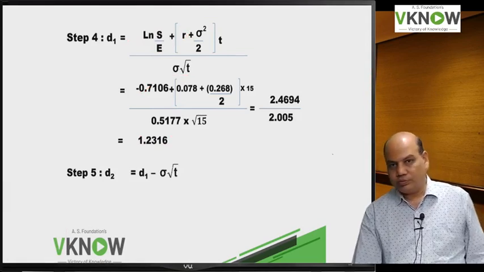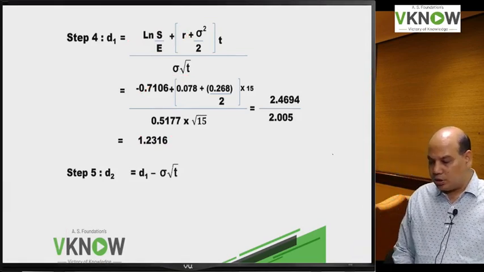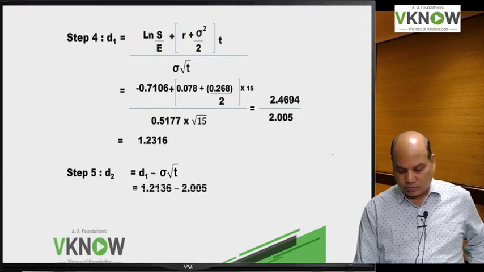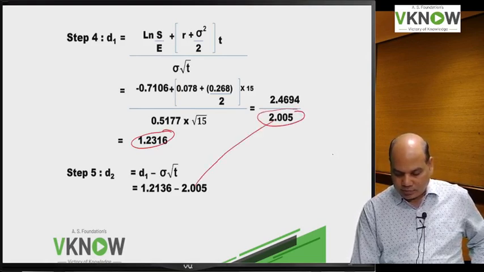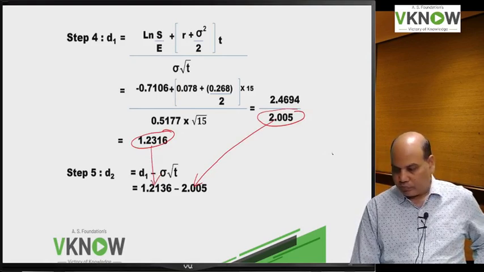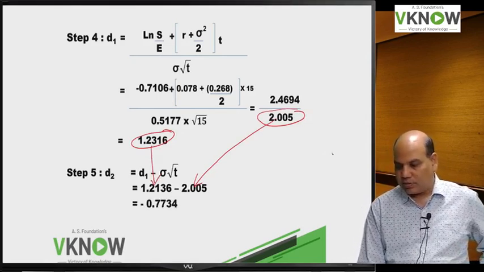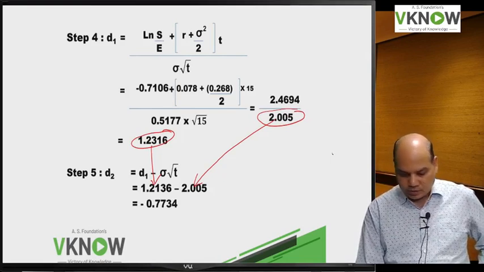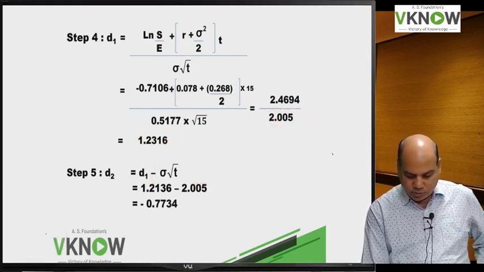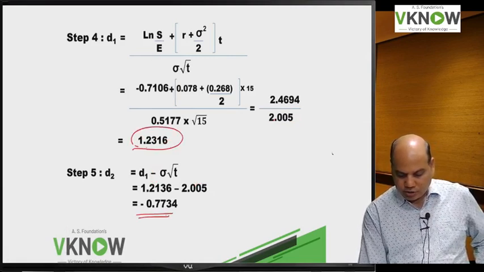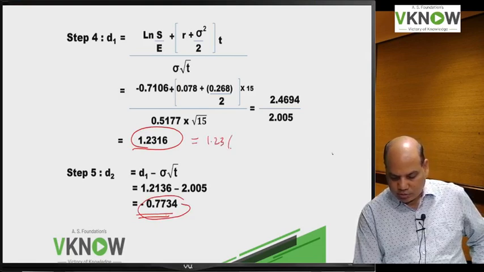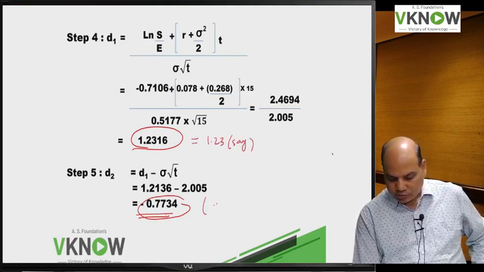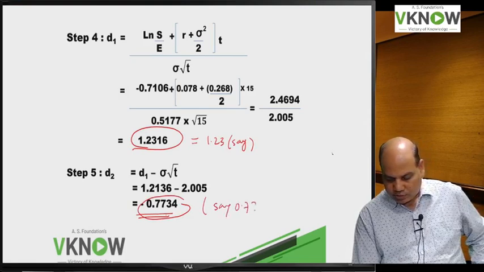Now write down D2. D2 equals D1 minus sigma under root T. 1.2316, this number, minus this number. So this time the answer is minus 0.7734. So these are my D1 and D2. This is equivalent to 1.23, say, and this is equal to say minus 0.77.